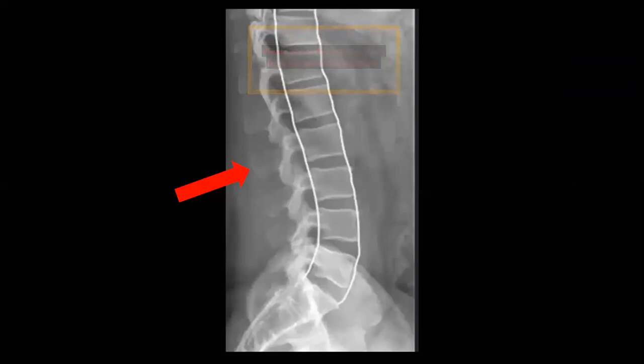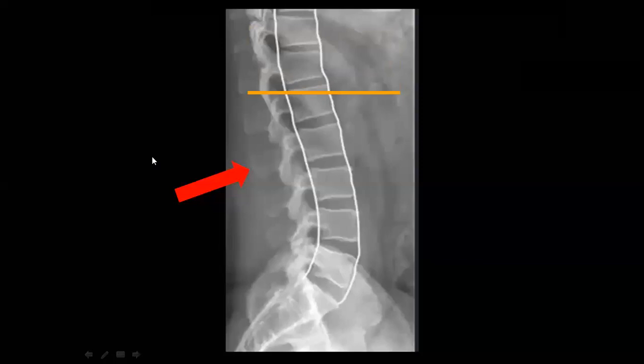Coming to the lateral view. So in the lateral view, what are the things we should see? First thing is, we should trace the anterior vertebral margins. And we should trace the posterior vertebral margins. And we should trace the spinous process, the interspinous and supraspinous ligament, so the line between the spinous processes.